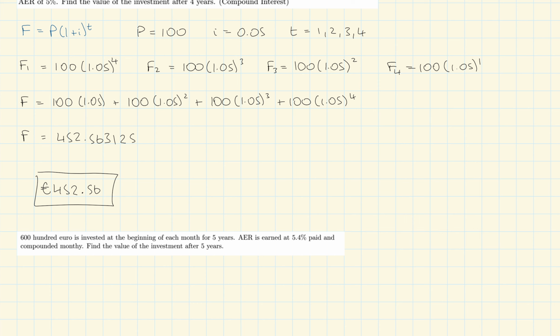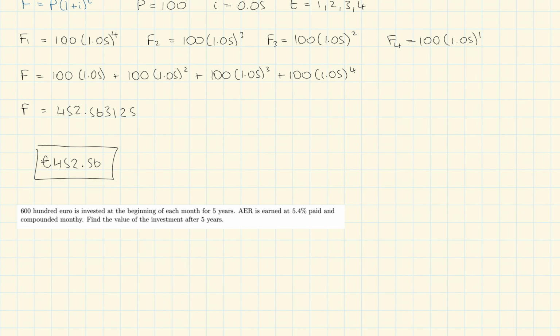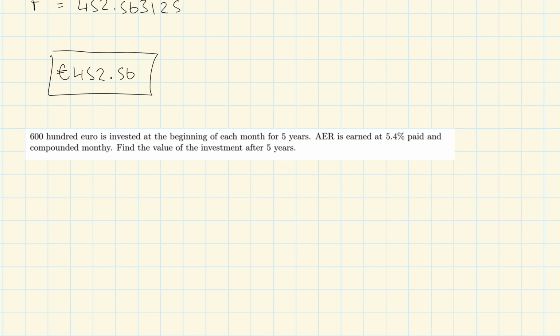Okay, so if we look at our next example, what we have is €600 invested at the beginning of each month for 5 years. AER is earned at 5.4%, paid and compounded monthly. Find the value of the investment after 5 years. The first thing we need to fix before we start the actual question is that we have an annual interest rate, but it's compounded monthly. So that means 1.054 is going to equal (1 plus i) to the power of 12. So we get the 12th root of 1.054 equals 1 plus i.